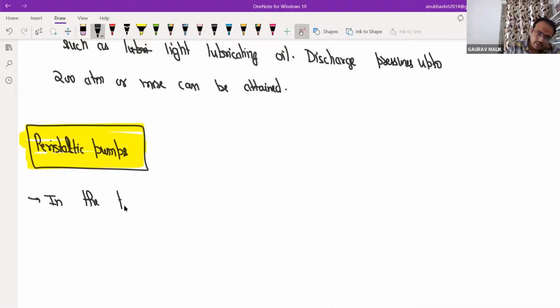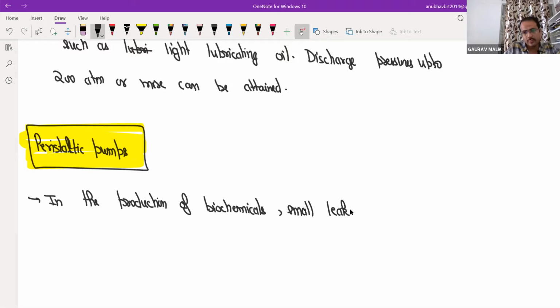In the production of biochemicals, small leak-proof peristaltic pumps are frequently used.